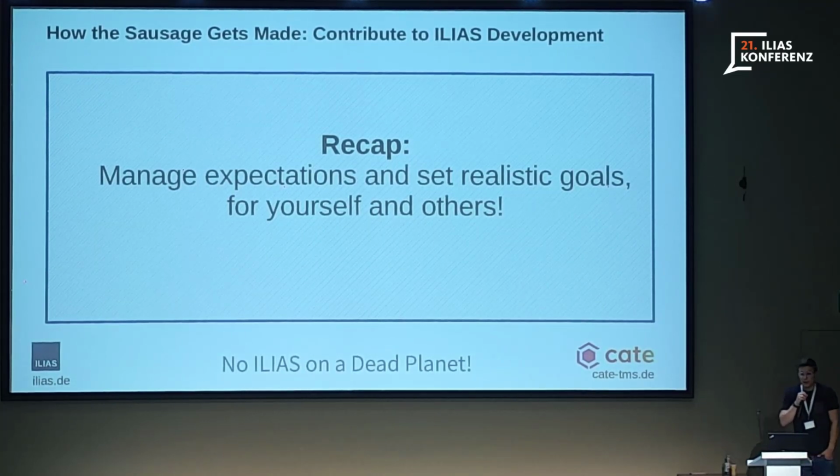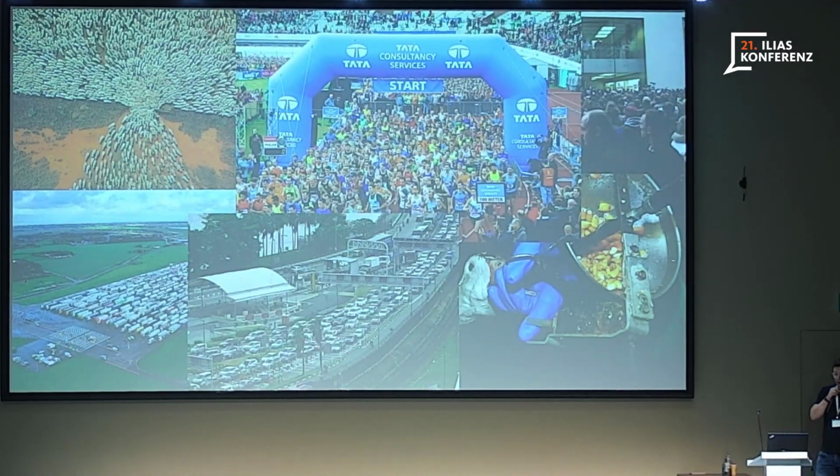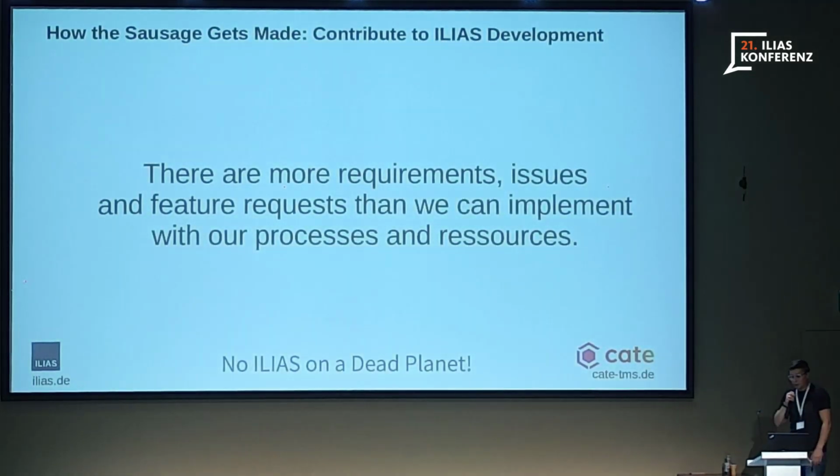And I brought you some pictures of actual ongoing ILIAS development work that you might be interested in, and they look like that. So these are pictures of actual ILIAS development work. What you need to recognize regarding expectations is that there are a lot more requirements, issues, feature requests, ideas, and stuff like that than we can ever implement with the processes and resources we currently have. So it's always a bottleneck situation, all the time.